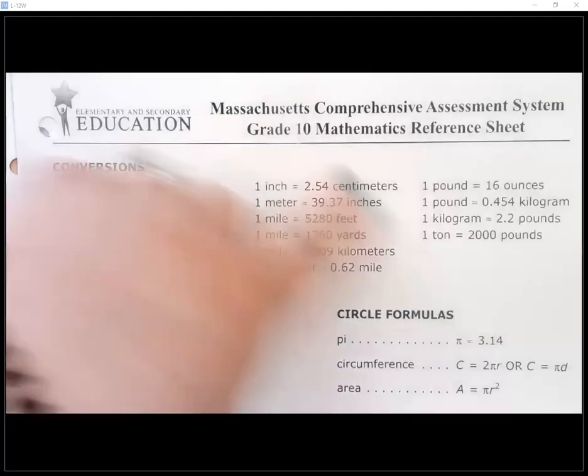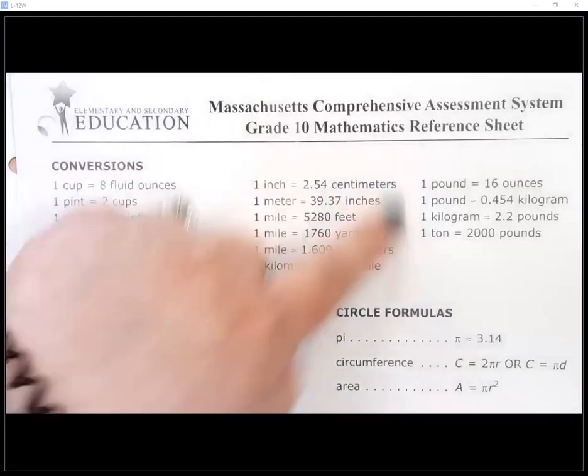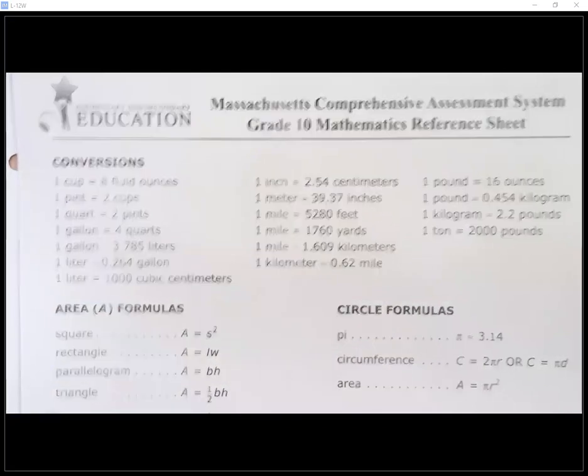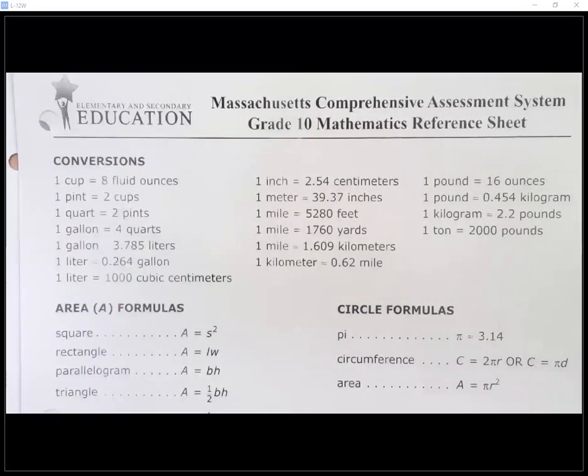We're going to use some of these conversions. So if I want to change something from feet to inches, or feet to miles, or ounces to gallons, quarts to gallons, any of those things, they're called conversions. So if I want to switch between my units, that's what I'm doing here. Okay, so this is a sheet that they give you on the MCAS, so you can see what information is there for you before you take it.